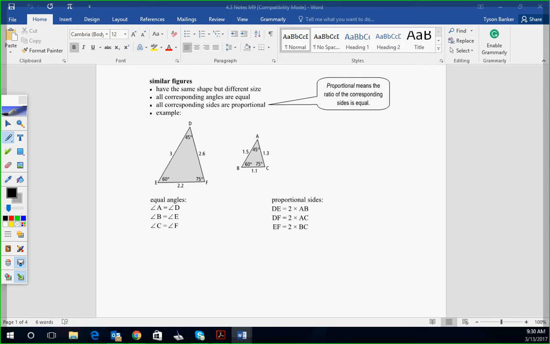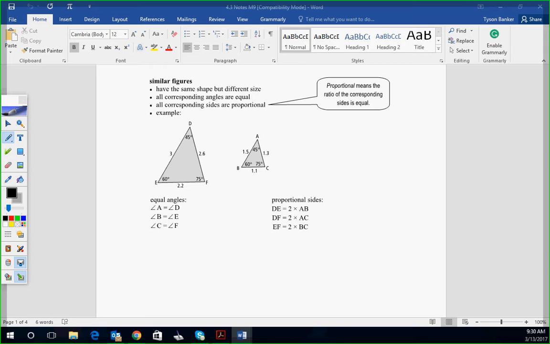But what's important is that in order to determine if it's a similar figure, all 3 sides have to have the same proportion. If one is off by just a little bit, it's not proportional. That means it's not similar. Does that make sense? Let's say this side, see how that 1.1 to 2.2, that's 2 to 1. 3 to 1.5, that's 2 to 1. 2.6 to 1.3, that's 2 to 1. They're all 2 to 1, therefore it's similar.